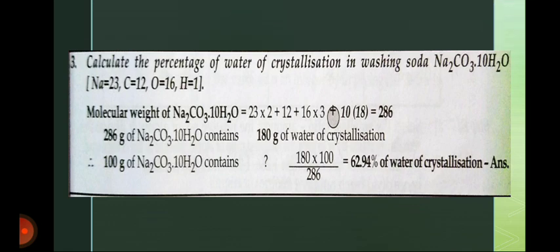So, you can expect one sum from percentage composition in ICSE chemistry question paper. I think all these three types of sums are absolutely clear to you all.